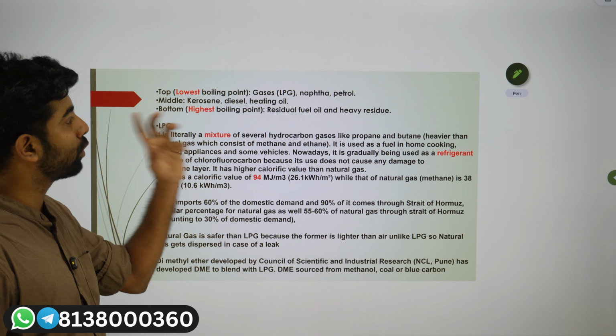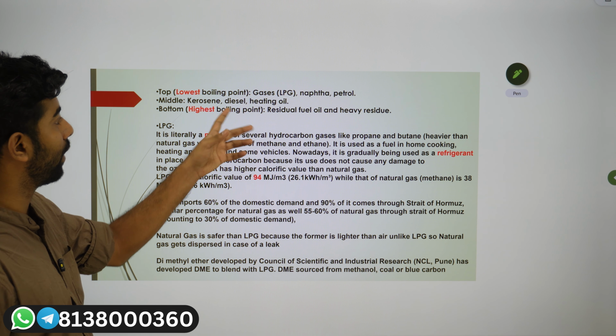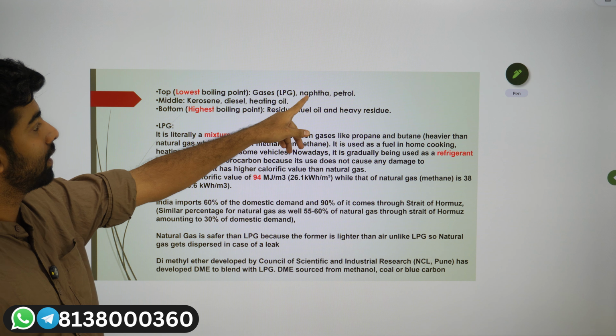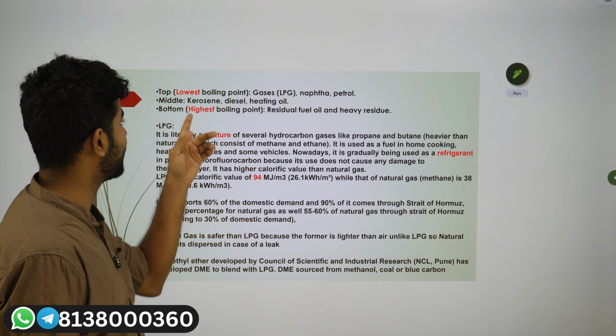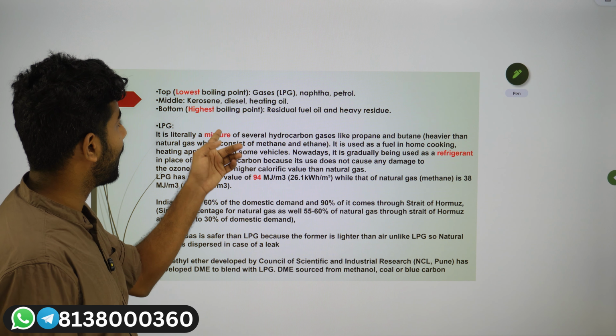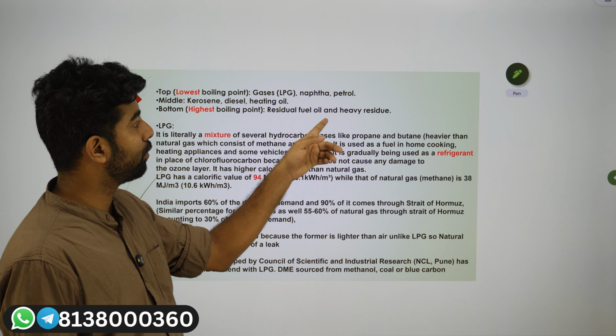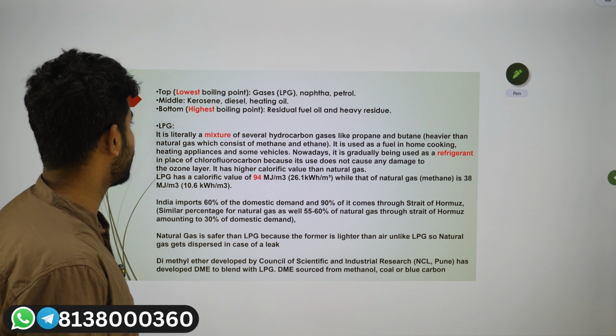At the top you can see those with the lower boiling points, right? Gases, naphtha, petrol. In the middle you can see those with intermediate boiling points like kerosene, diesel, right? At higher boiling points you can see residual fuel oil and heavy residue.